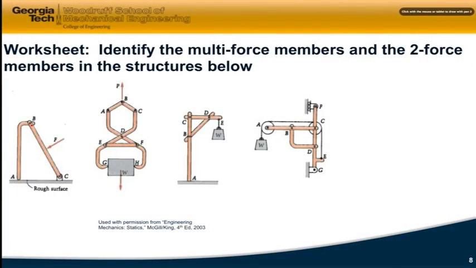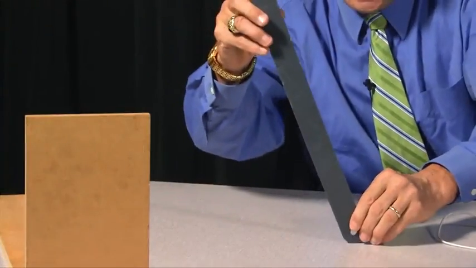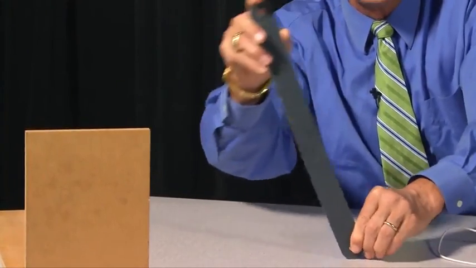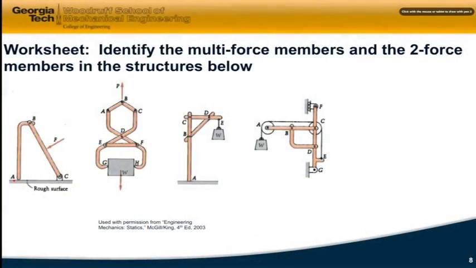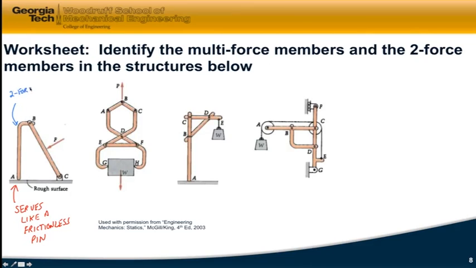You'll see that at point A down here, we have a rough surface or a friction surface. So A can't slide back and forth to the left or right. And so that also serves the same purpose as a frictionless pin because it allows rotation, but it doesn't allow movement in other orthogonal directions. And so we're going to say that point A serves like a frictionless pin. And knowing that, we now have AB with two frictionless pins as being a two-force member. But body BC now will have forces from the pin at B, forces from the pin at C, and a force here in the middle, so this will be a multi-force member.